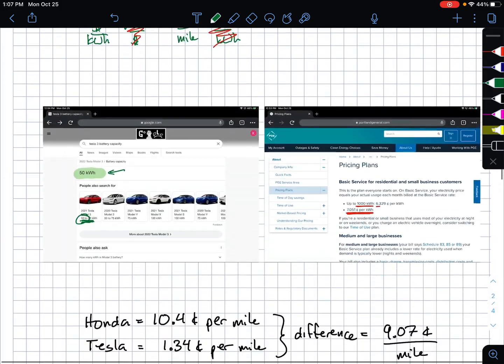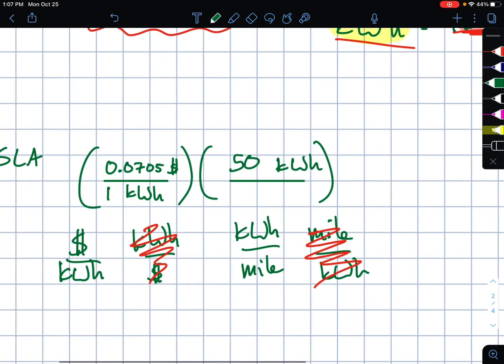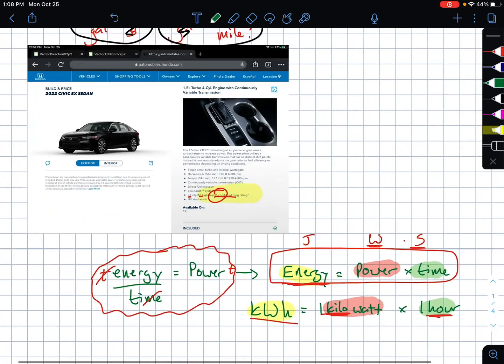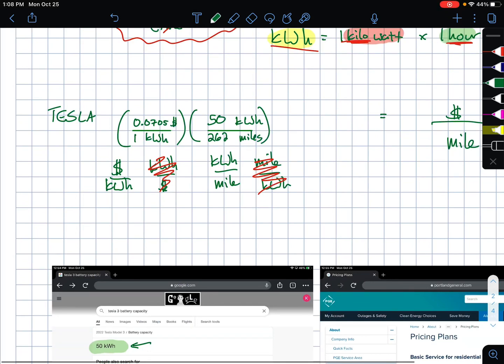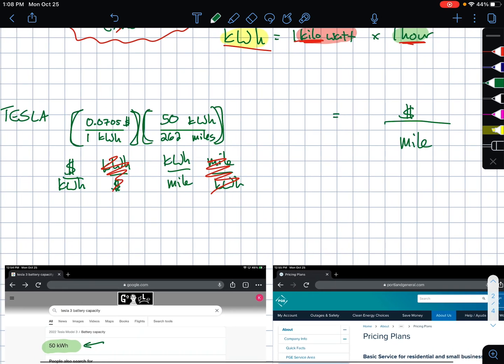So I can come down here and fill the rest of this out. 262, did I say 2.6? 262 miles. So similarly to how we did this with the Honda, where I multiplied the cost of gas and how much 1 gallon of gas can take me to get dollars per mile, we're going to do the same thing here. This is the cost of electricity and how many miles that much electricity can take me. And when I multiply this all out, I actually get something a whole lot cheaper.